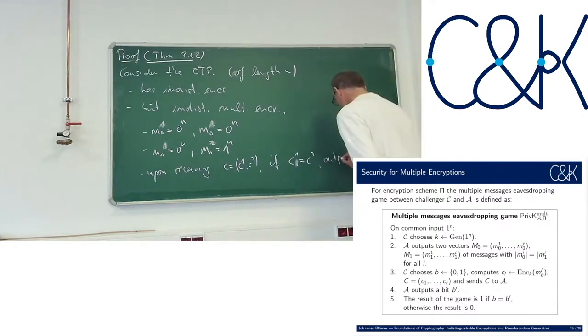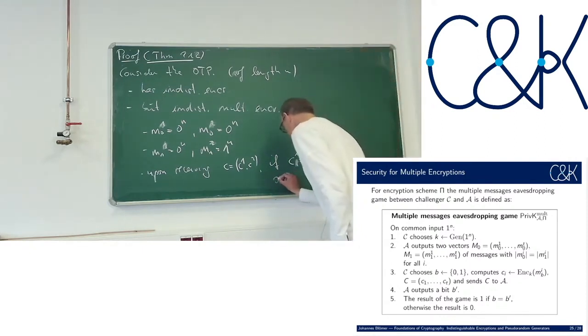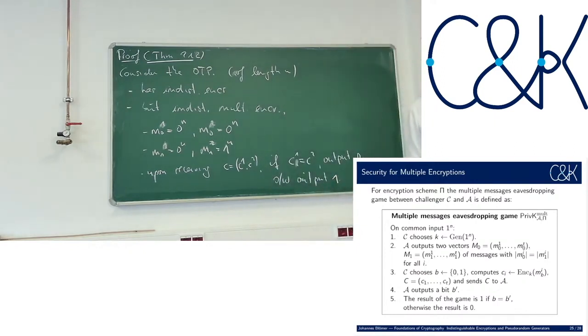output 0, or otherwise output 1. Right? If the two ciphertexts are the same, I must have used this one. If the two ciphertexts are different, it must have been this one. Right?